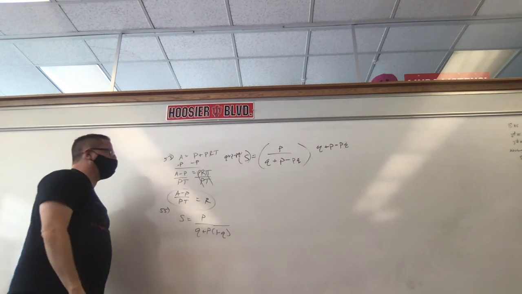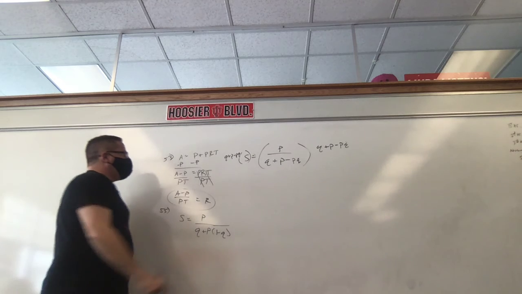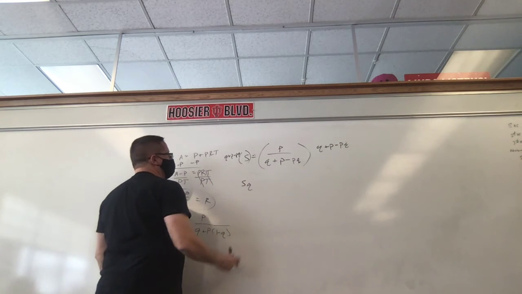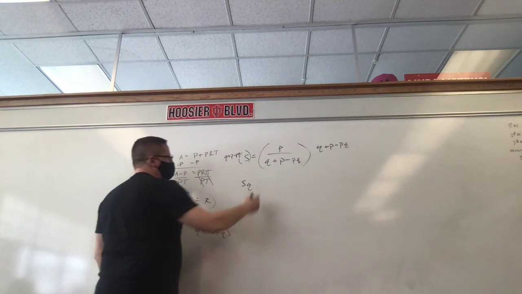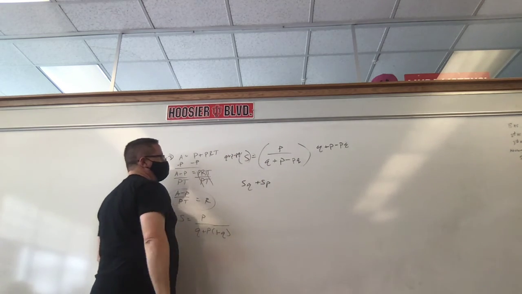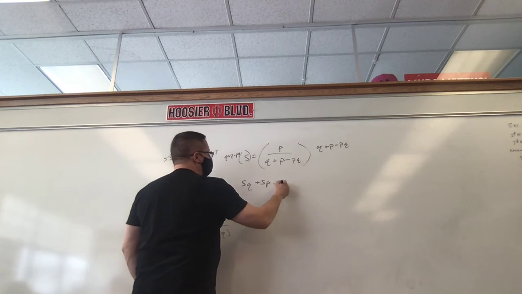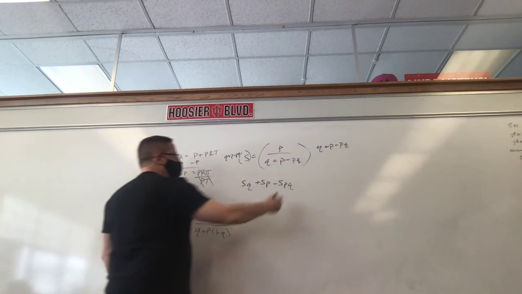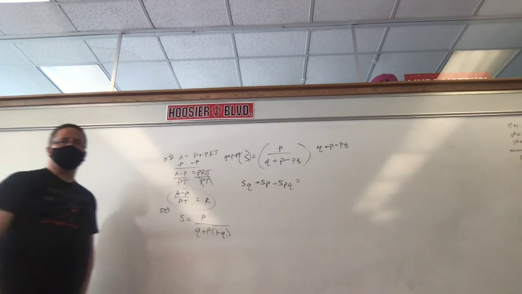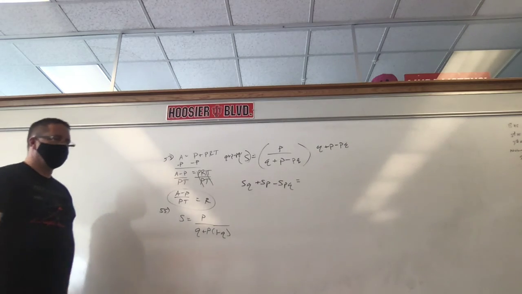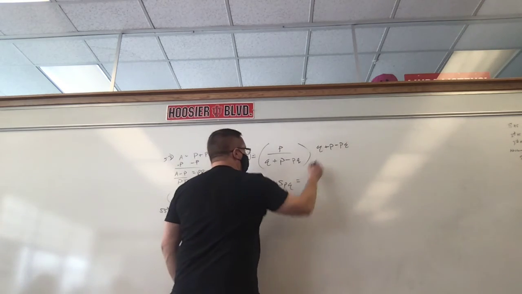Okay, so what's S times Q? SQ. What's S times P? SP. What's S times negative PQ? Negative SPQ. It doesn't matter the order. Equals, what's going to be on the right hand side? P. Where'd you get P from? Did you cancel your denominator? Gone, P.